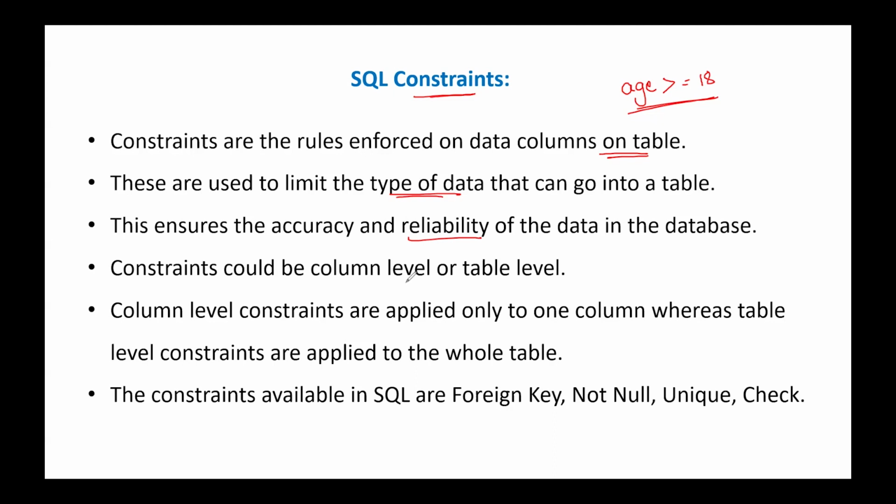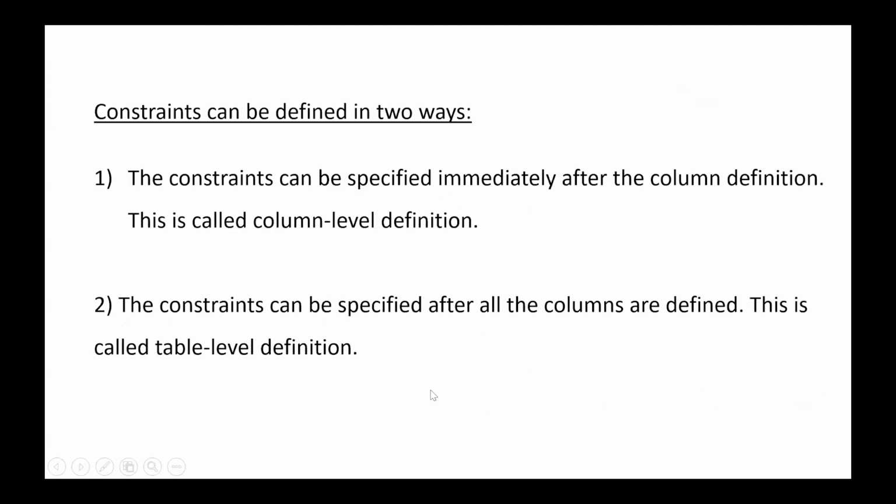So constraints could be column level or table level. Column level constraints are applied only to one column, whereas table level constraints are applied to the whole table. The constraints available in SQL are foreign key, not null, unique, check. Also, we have primary key. So we will be seeing each one of them one by one. In today's session, we will be mainly focusing on primary key itself. Okay. We will also see how we can apply this primary key. We will insert certain values and see how these constraints work. Right. So let us directly move on to the primary key.